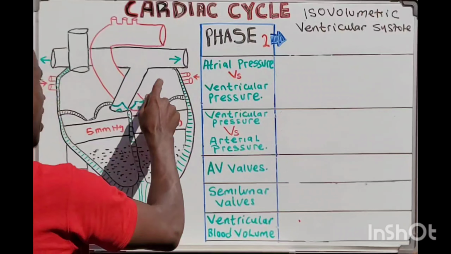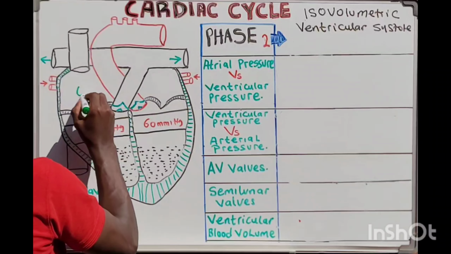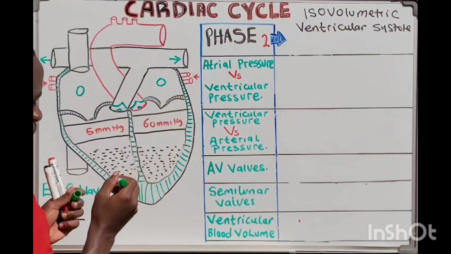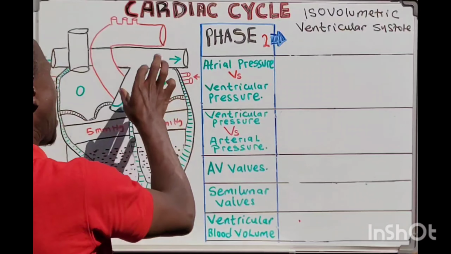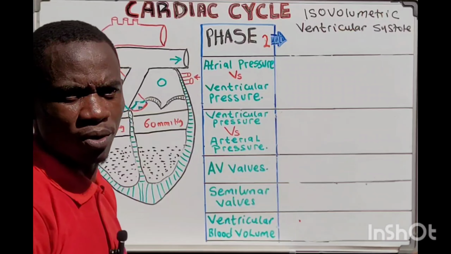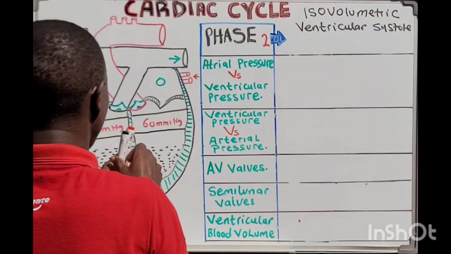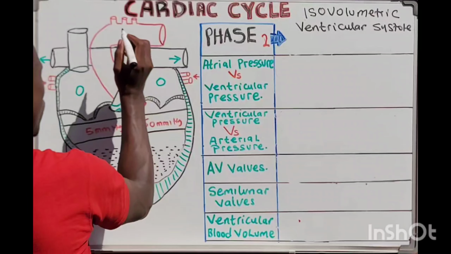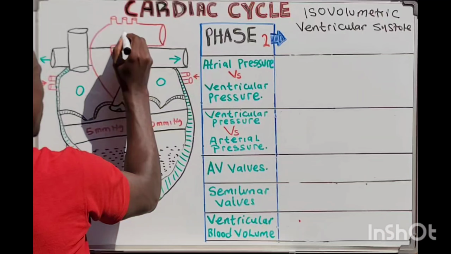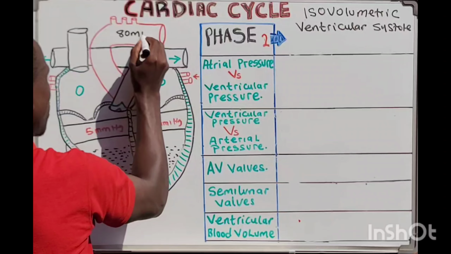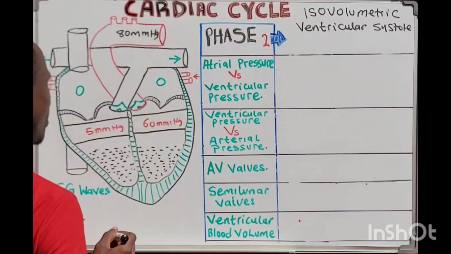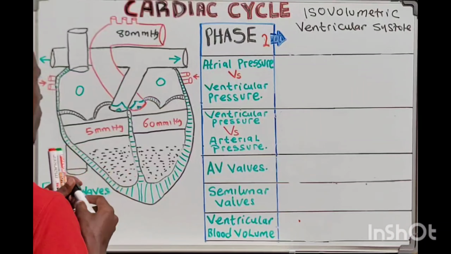Okay, and of course at this time within the atria it's going to be approximately around 0. So now how about within what we call the arterial system? Now naturally within the arterial system, the pressure at this time is going to be around 80 millimeters of mercury. That's for the case of the aorta.